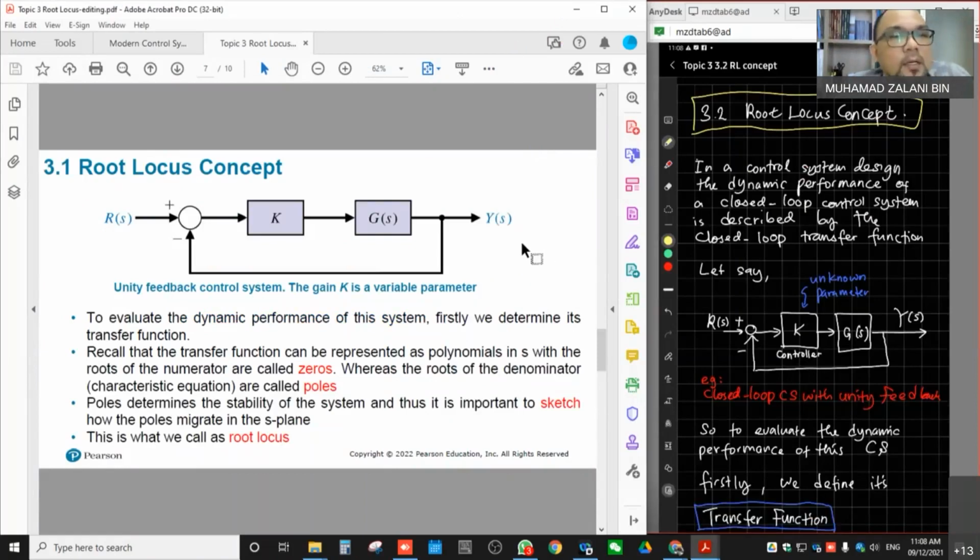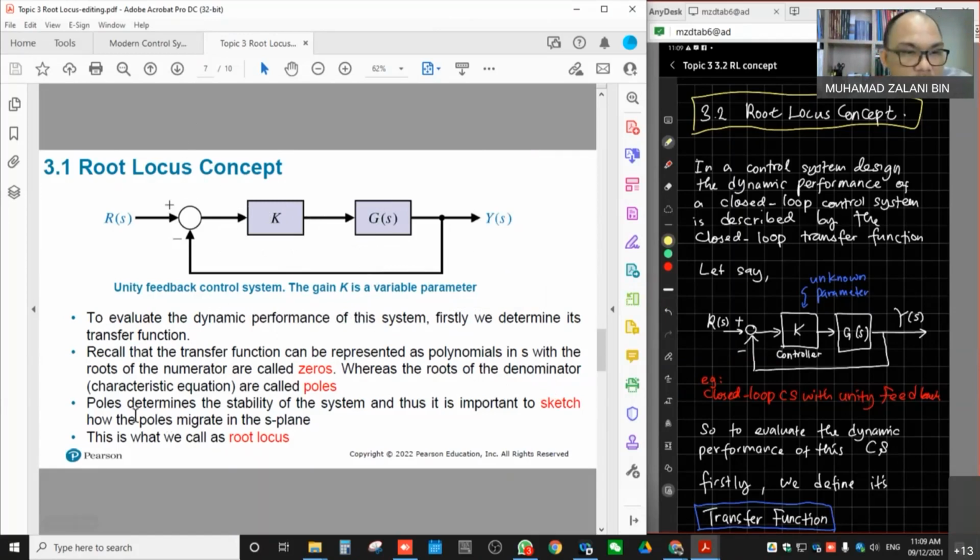Okay, moving on. I'm going to talk about 3.1, which is the root locus concept. So, see in these slides, there are some points here. To evaluate the dynamic performance of this system, which we are familiar with and which normally appears in the textbook, firstly we determine its transfer function. We will go through how to determine the transfer function and proceed with discussing the concept of root locus later using this block diagram.